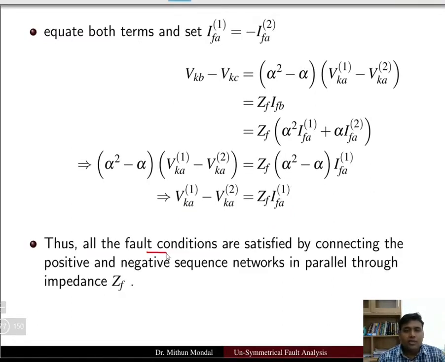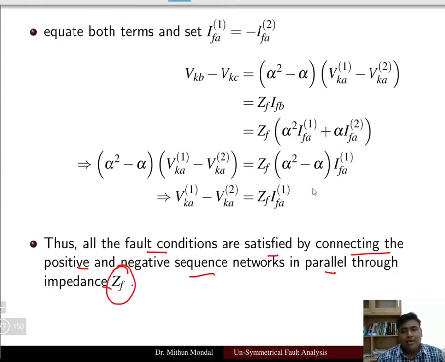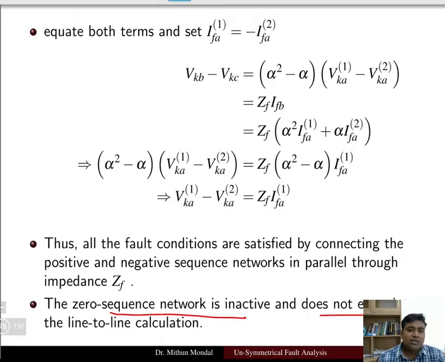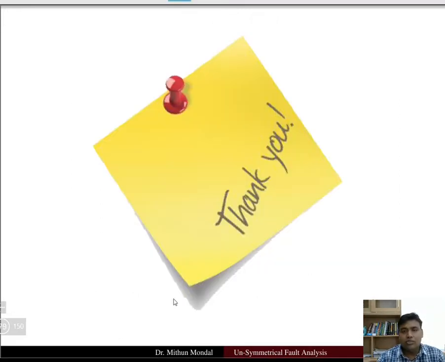Thus, all the fault conditions are satisfied by connecting the positive and negative sequence networks in parallel through the fault impedance ZF. So here we have the voltage equation and here we have the current equation. These two equations can be satisfied only when the positive and negative sequence networks are connected in parallel through the fault impedance. Again, the zero sequence network is inactive and does not enter into the line to line calculation.